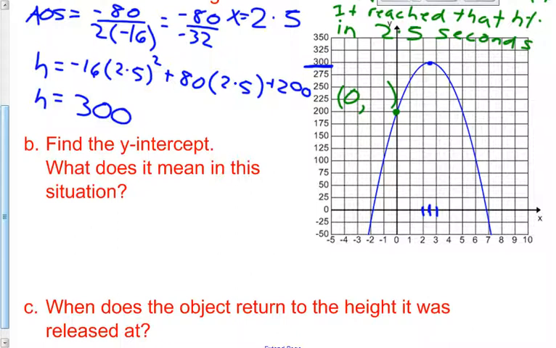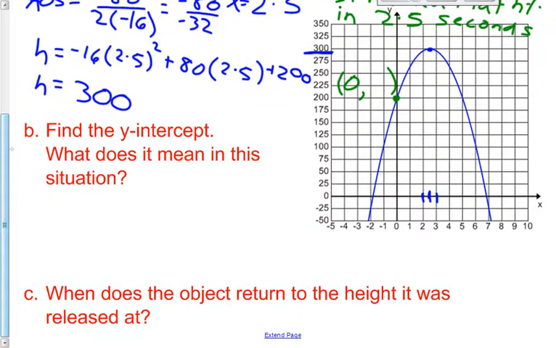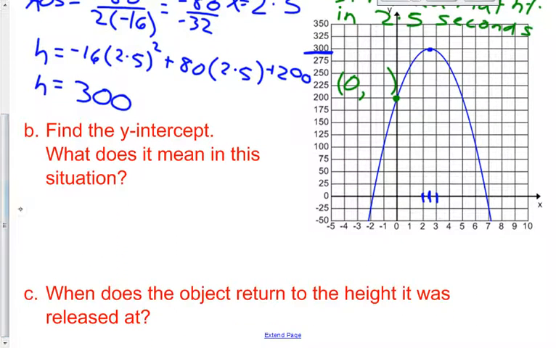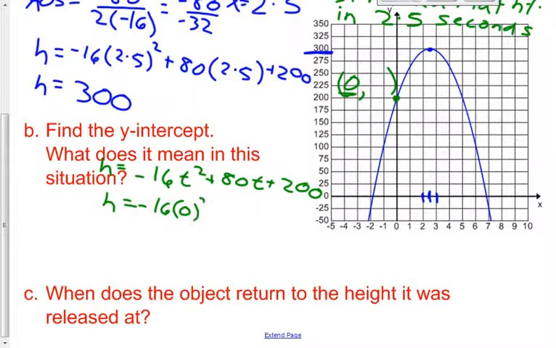It's left and right 0, and up, it looks like about 200 feet. So let's just take a look at that. I know that my x coordinate is 0. So in my equation, negative 16t squared plus 80t plus 200, I want to find when my time is 0. What is h when my time is 0? h equals negative 16 times 0 squared plus 80 times 0 plus 200.